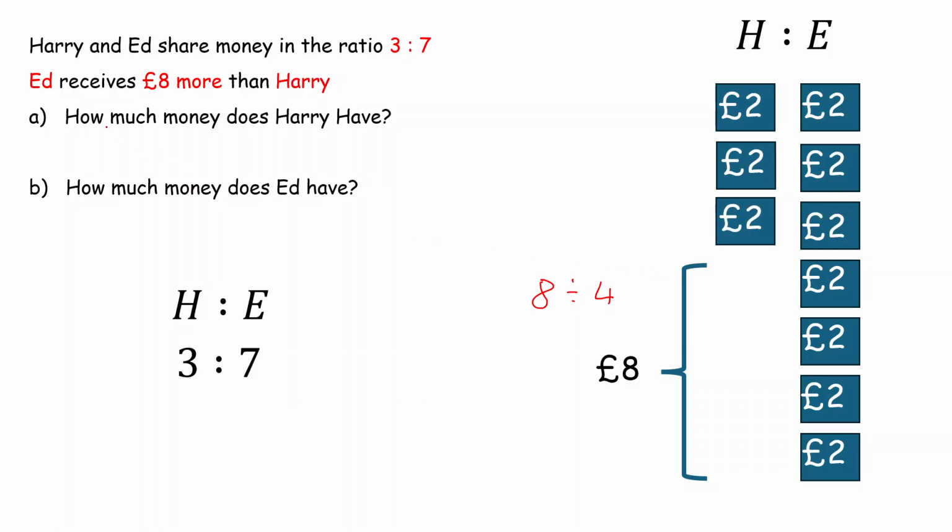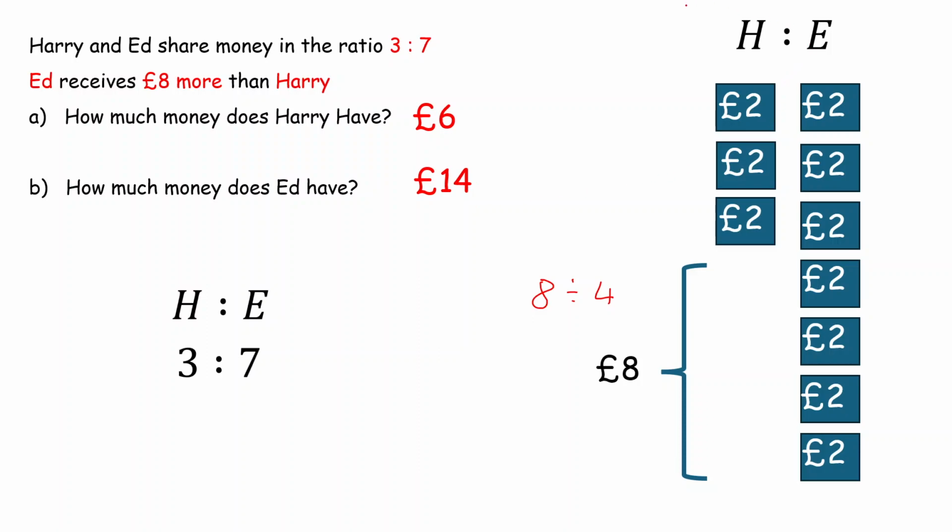So it's now saying, how much money does Harry have? Well, Harry's got 2 add 2 add 2, which is going to give you £6. So that answer there is going to give you 6 for Harry. You can see it on the screen there. Perfect. Now, how much does Ed receive? Well, you've got 2, 4, 6, 8, 10, 12, £14. And these are your answers.